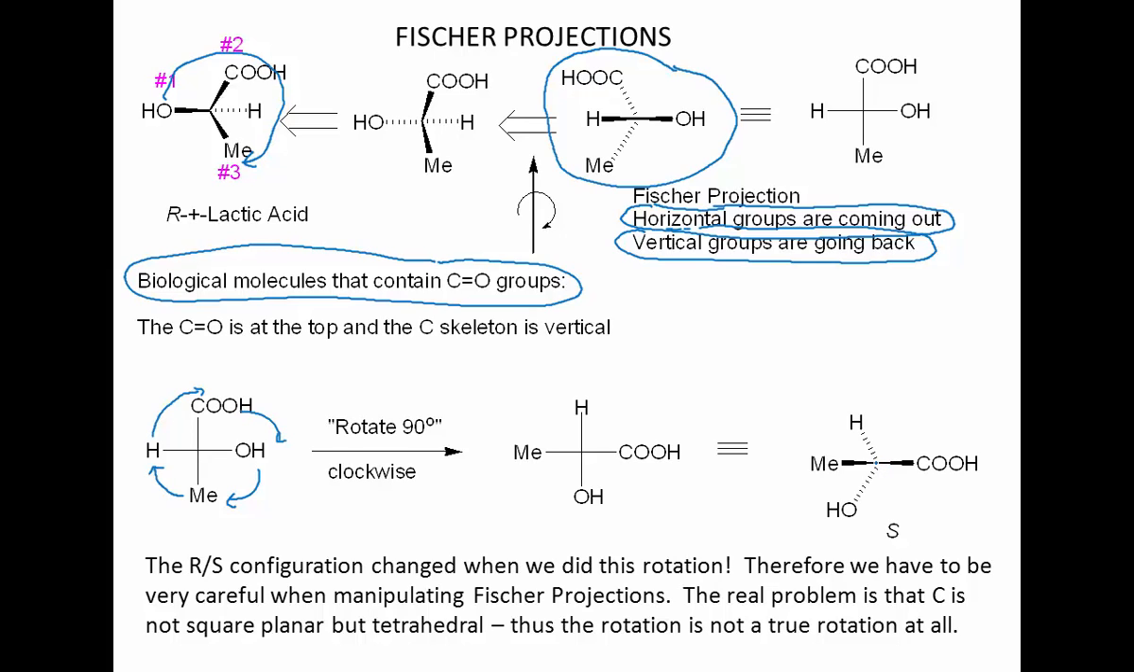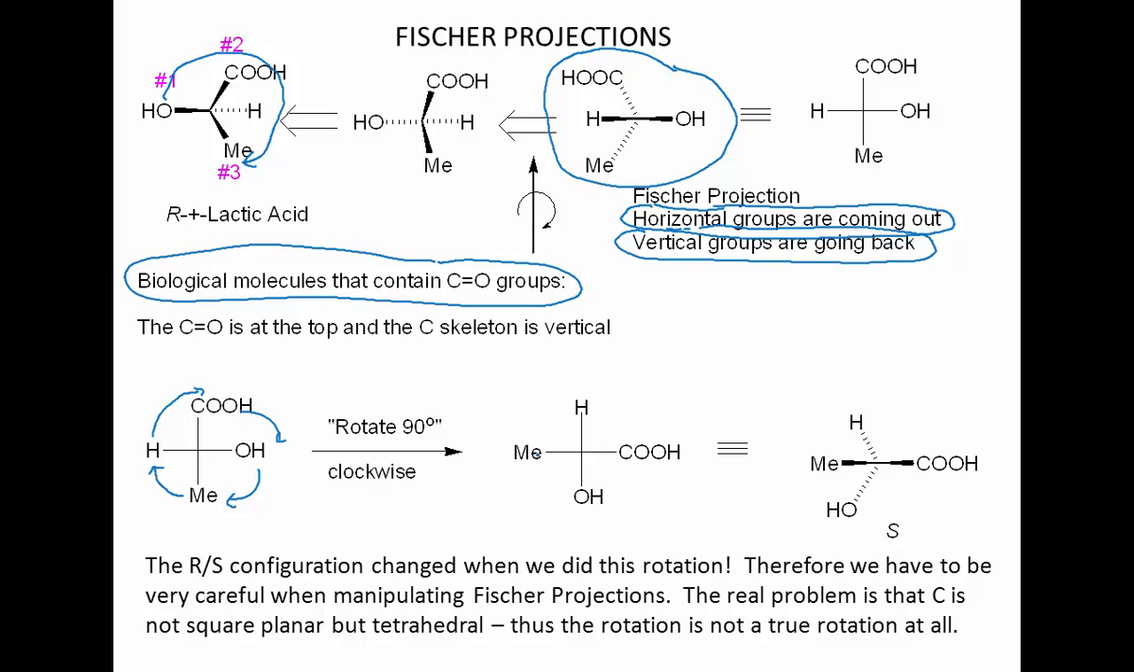So why did this mess up? Well, it has to do with the fact that a Fischer projection is not real. Carbon is not a square, planar, flat molecule, so you can't do these rotations. What looks like a rotation isn't really a rotation at all, because not only were we rotating, but we were also changing. Methyl here was vertical, it was going back, so methyl is now coming out. So that has changed the configuration.